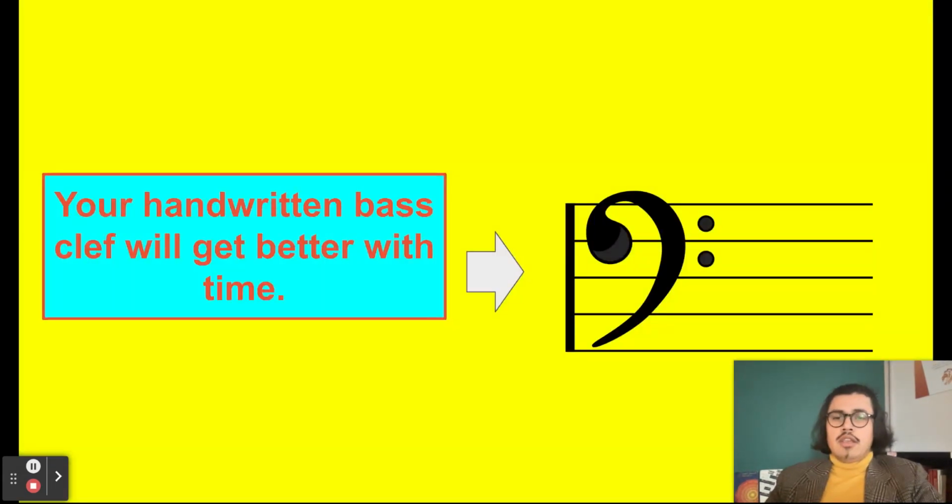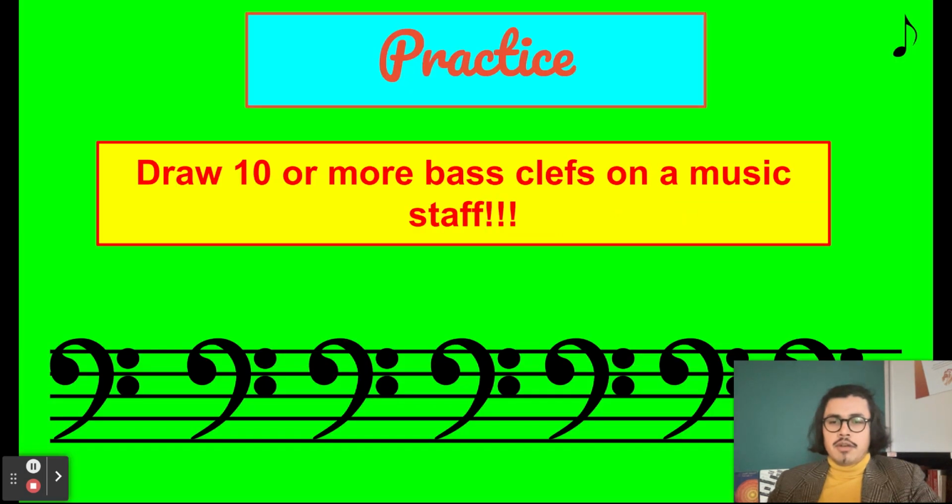All right. Your handwritten bass clef will get better with time. Trust me, it will. Everything gets better with time, a little bit at a time, right? Now go ahead, draw 10 or more bass clefs on your music staff. See how they come out. But remember, when you write down music, you only write one clef per staff, and you do it all the way at the left.